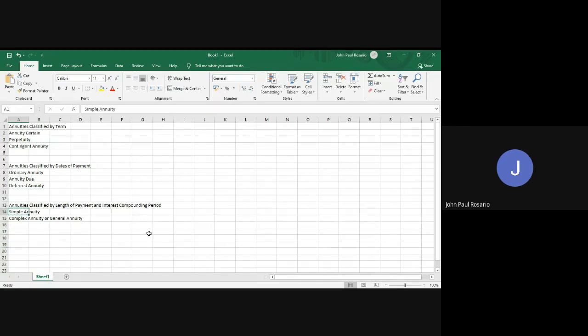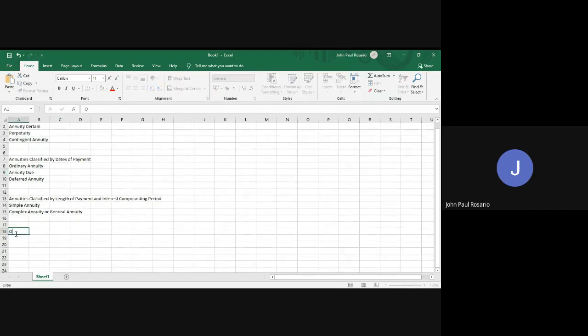Pero, the thing about complex annuity or general annuity is that may instances na compounded monthly ang imong interest but ang imong payment is quarterly. So, dili siya magparehas. Nasundan? Yes, sir. Okay. So now, for chapter 4, we will concentrate on ordinary annuity. So this is chapter 4, this is chapter 5, and chapter 6 is deferred annuity and perpetuity. Okay. So for ordinary annuity, guys, I will not discuss anymore solving problems using the table. I will only concentrate on using the formula. Okay lang ba? Okay, sir.